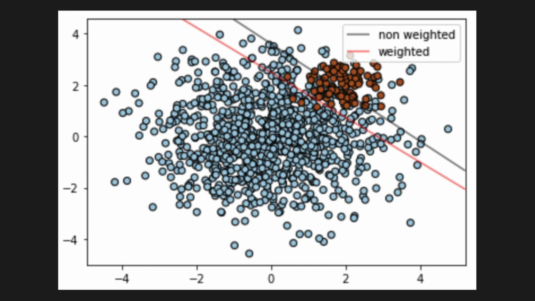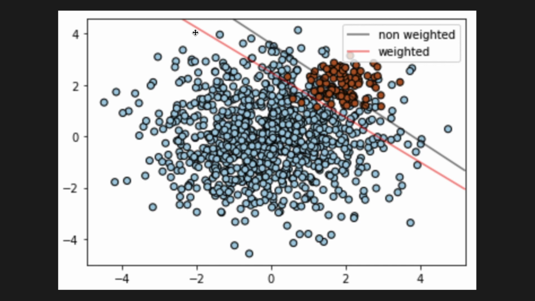Clearly, none of these are actually a right classification. None of them are right. However, one is slightly better classified than the other. So the question is which of these two is a better classification? And the answer is the red line, the weighted one, is obviously a better classification. Why is it so? It does get a significant portion of the blue dots incorrectly classified, but it at least has most of the orange dots correctly classified.